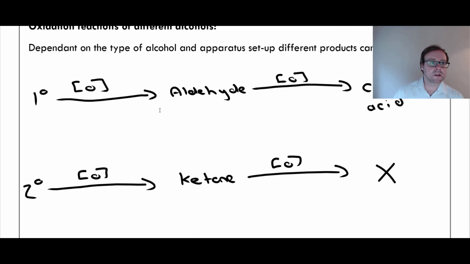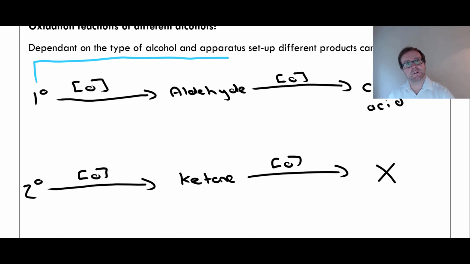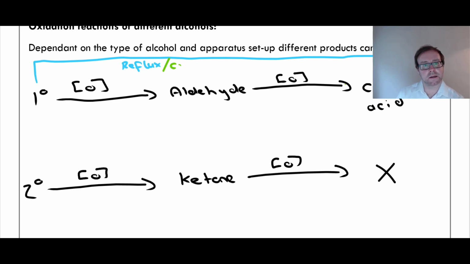Okay, I've probably used a lot of new words here, and I'm going to keep adding to them as well. So if I have a primary alcohol and I add potassium dichromate, I can set up some apparatus called reflux. So if I reflux a primary alcohol, I will get a carboxylic acid. And this means that it has been completely oxidized.